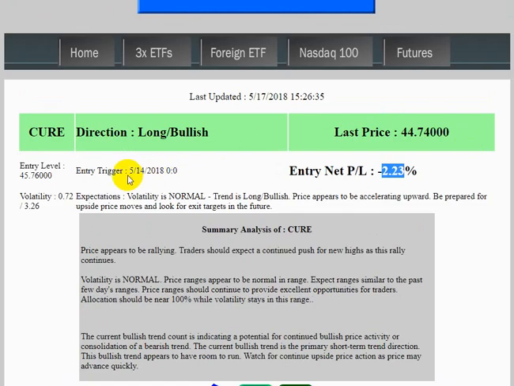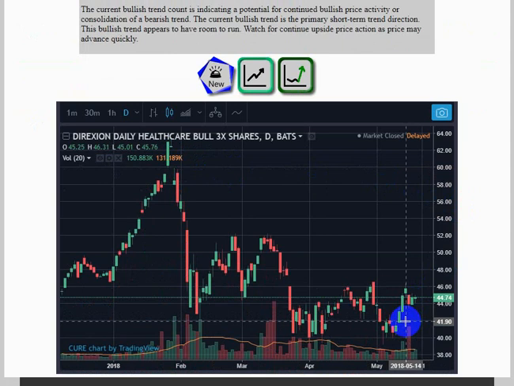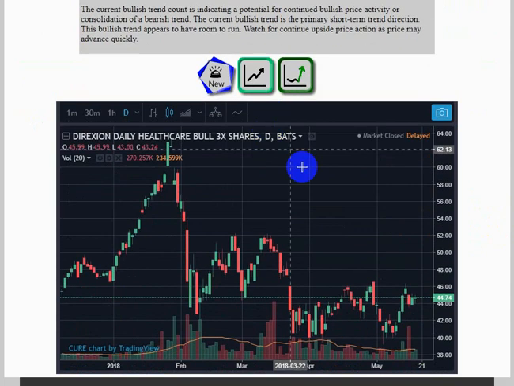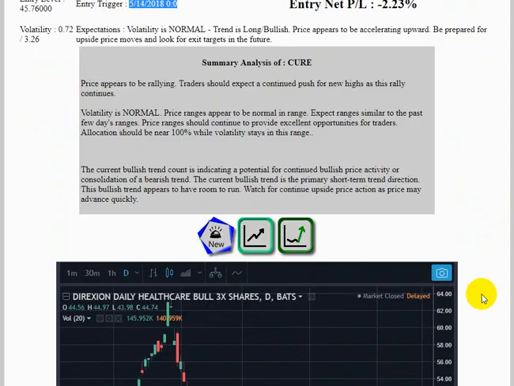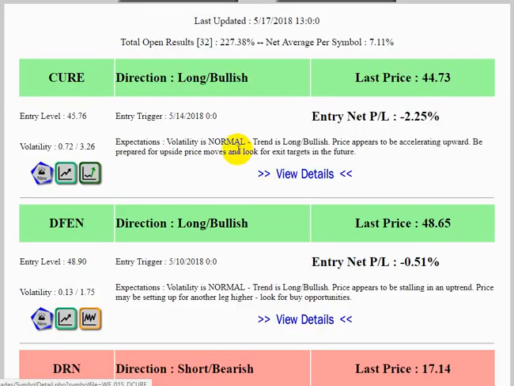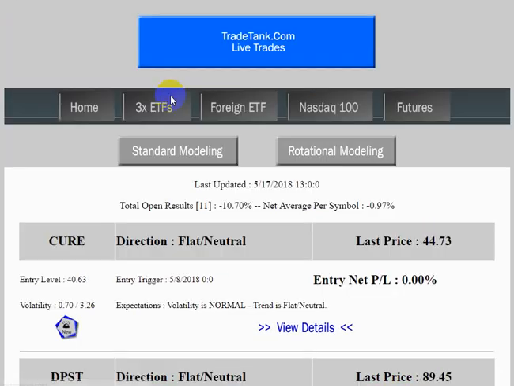The trade was 5.14 is what it's stating here, and that was just a couple of days ago right here. You can see essentially that we're looking at the opportunity for this trade to mature over time and progress forward. Now, as we move back to the standard model, you'll notice that Cure just got out of a trade on 5.8 on the standard model.